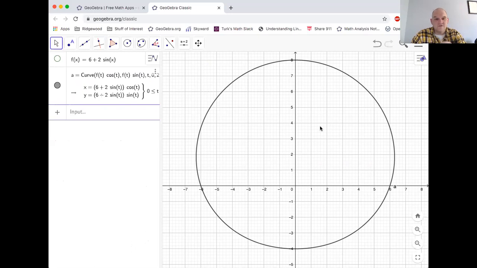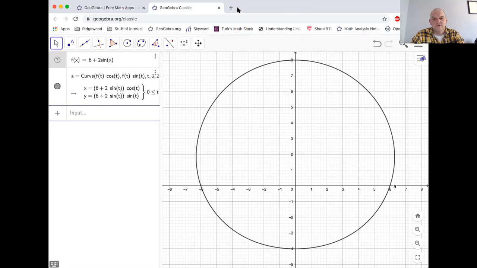So this is what it actually looks like, and we did a pretty good job. So you can see I got my function here, and then I actually use parametrics. We're going to talk about that soon to graph this, or if you've watched other videos from my YouTube channel, you'd probably already know about that. So that's what we're doing.